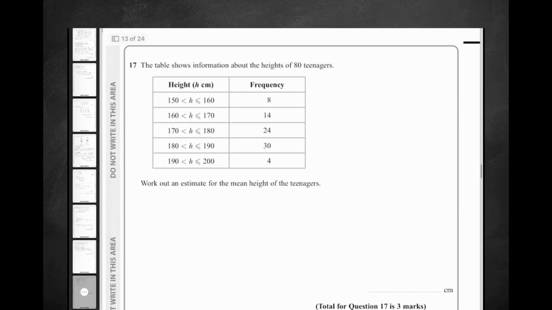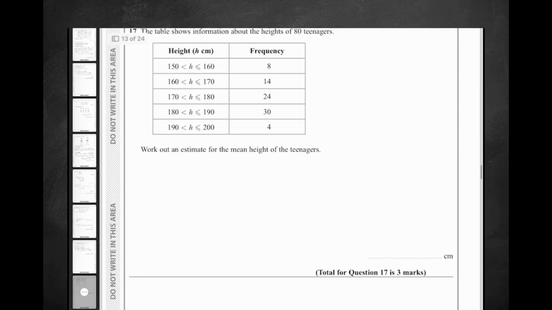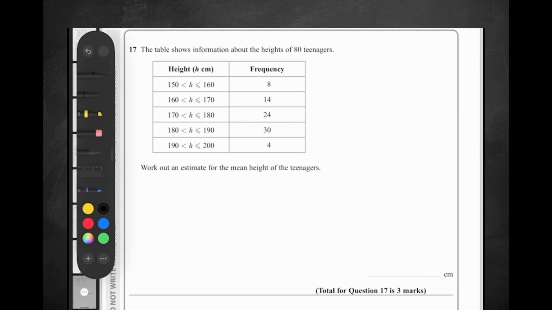Question 17. The table shows information about the heights of 80 teenagers. Work out an estimate for the mean height of the teenagers. So, what we're going to need to do here is take the midpoint of each of these heights and multiply them by the frequency, as we only need an estimate. Add them all up and then divide by 80 to get the mean average.